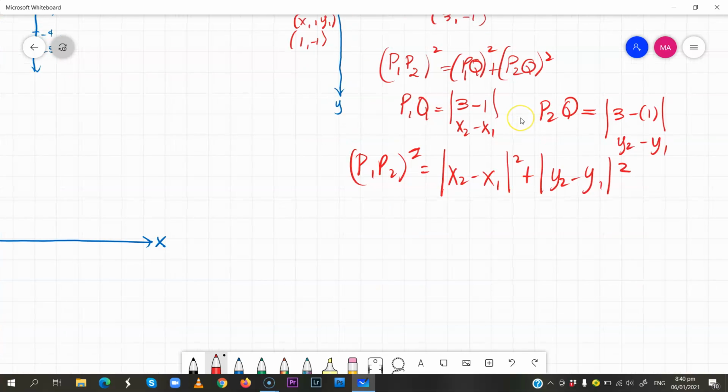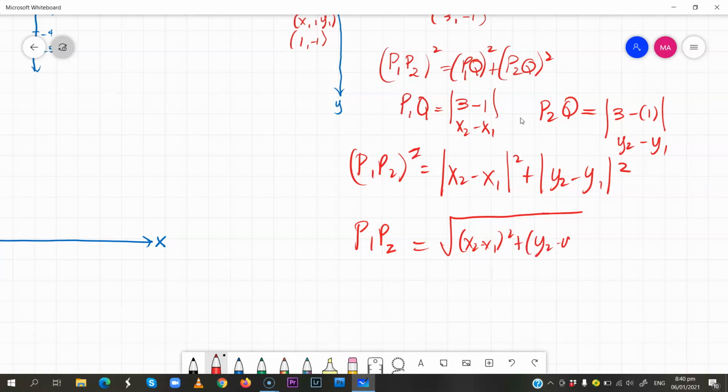Deriving the distance formula further, we have the distance from point 1 to point 2, which is the square root of x sub 2 minus x sub 1 squared plus y sub 2 minus y sub 1 squared. So this is now our distance formula.